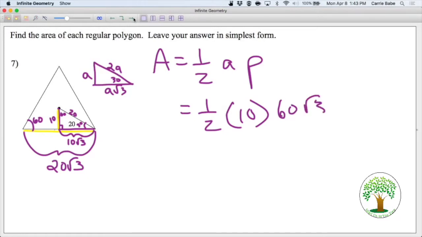60. All right, so that's our perimeter. It says to leave them in simplest form, so we need to keep that square root 3 out. So we just need to multiply 1/2 and 10 and 60. 300, somebody confirmed it, I heard? Okay. 300 square root 3.